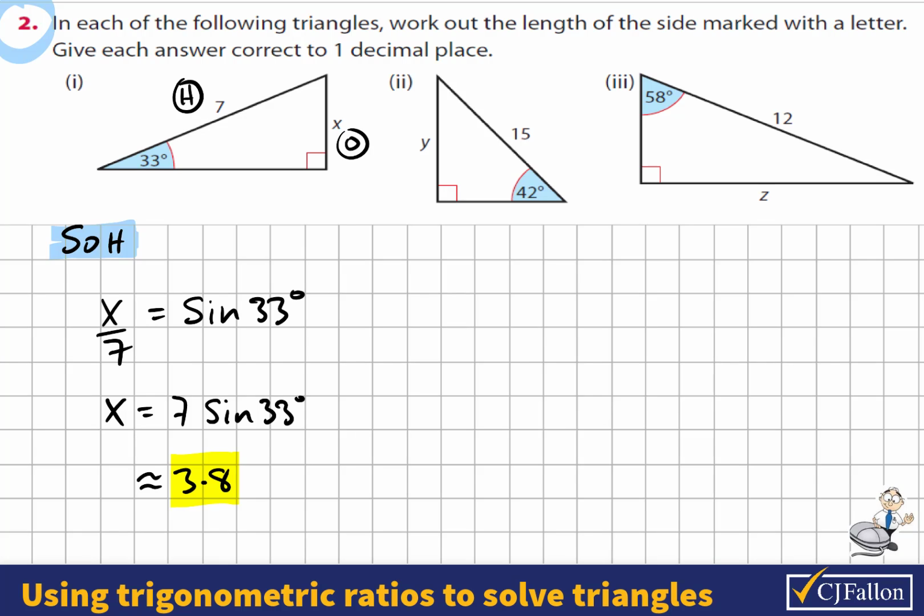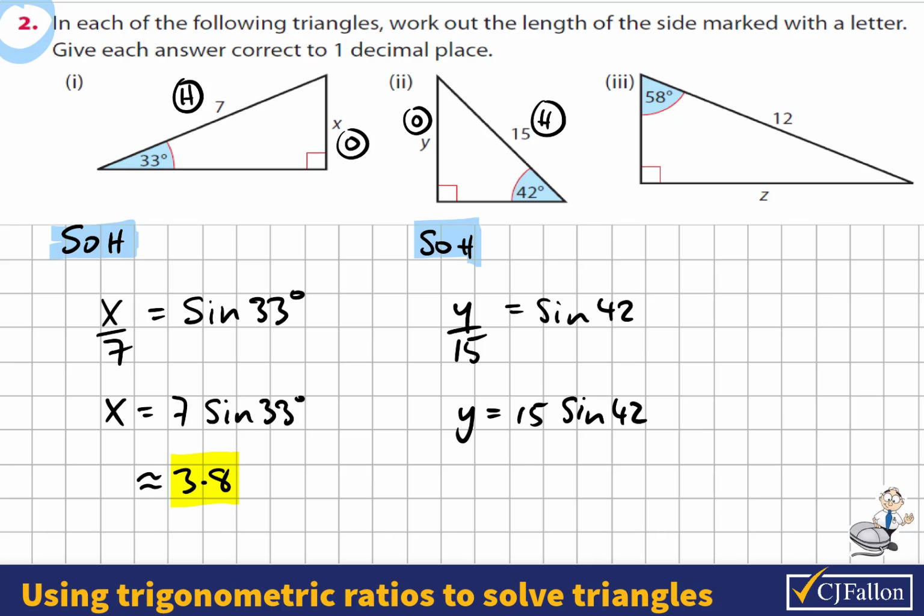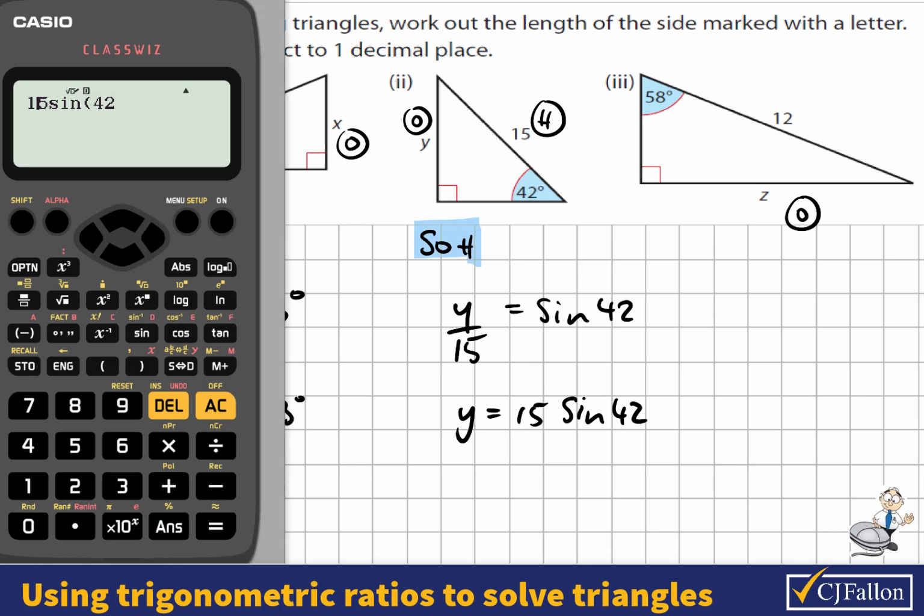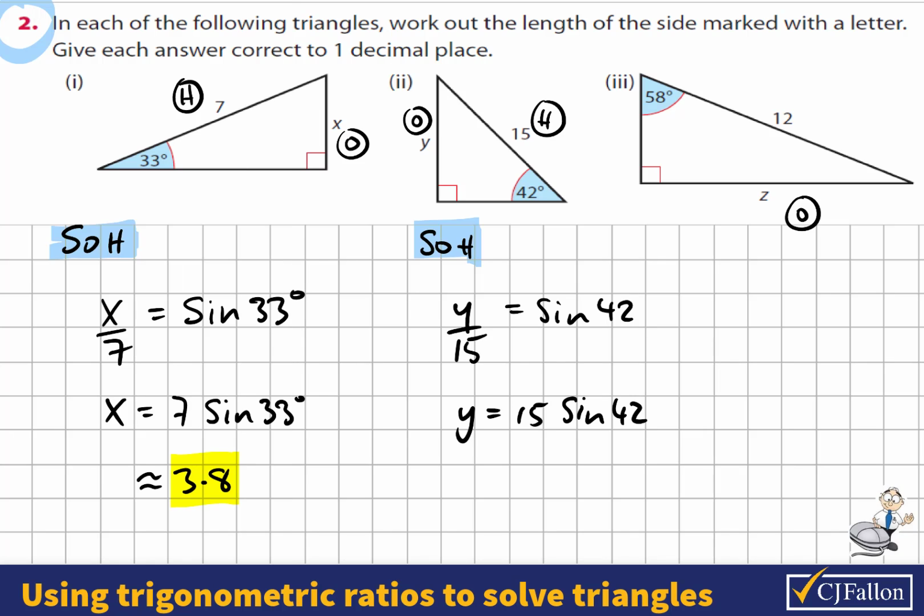Again, label sides. Compared to 42, y is opposite and 15 is hypotenuse. Again, we're using sine here. So sine is the formula that I choose out of SOHCAHTOA. The statement is that the opposite, which is y, over hypotenuse 15 is equal to sine of the angle 42. So then y must be 15 times sine 42. Now again, I take out my calculator. 15 sine 42, the answer is 10 to one decimal place, 10.0 or 10.